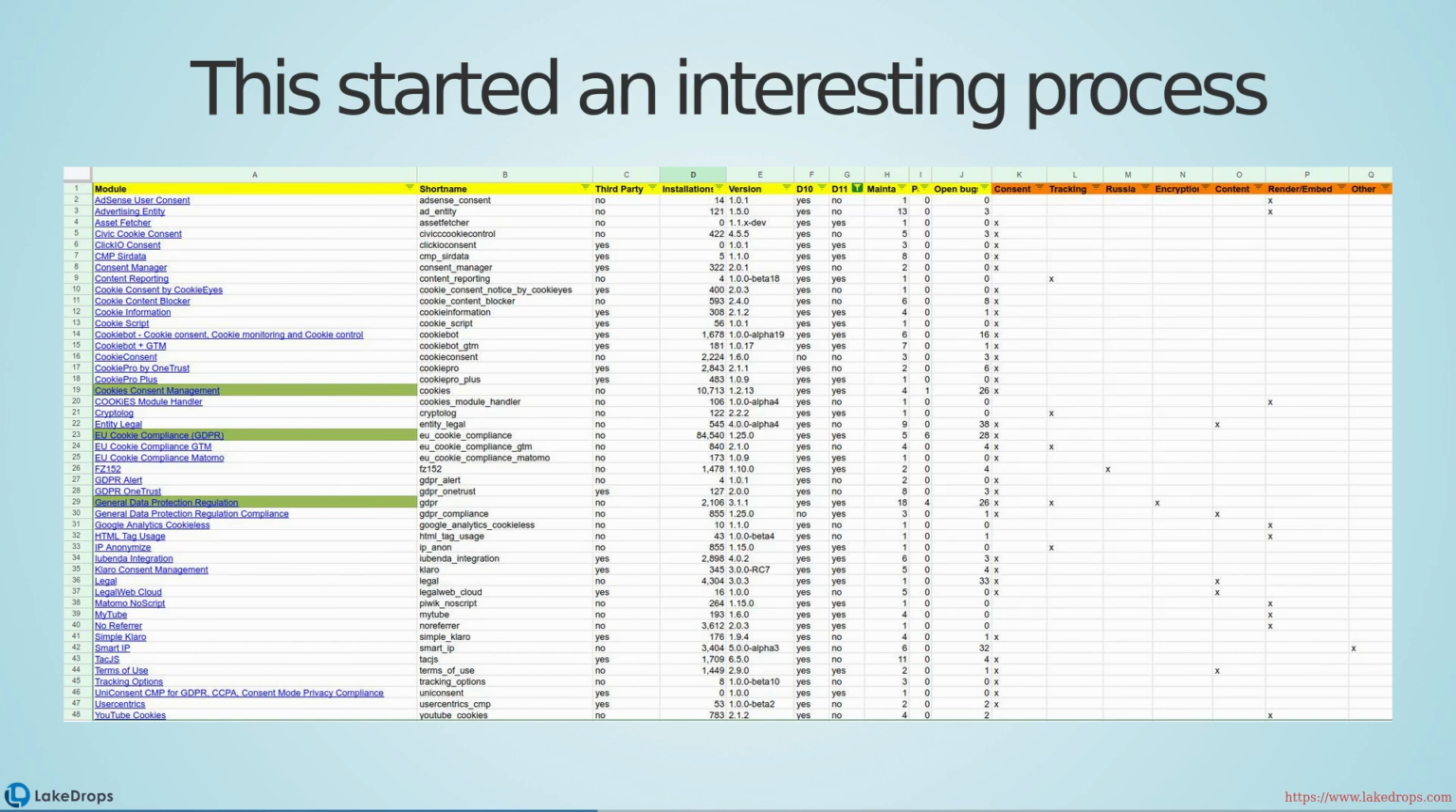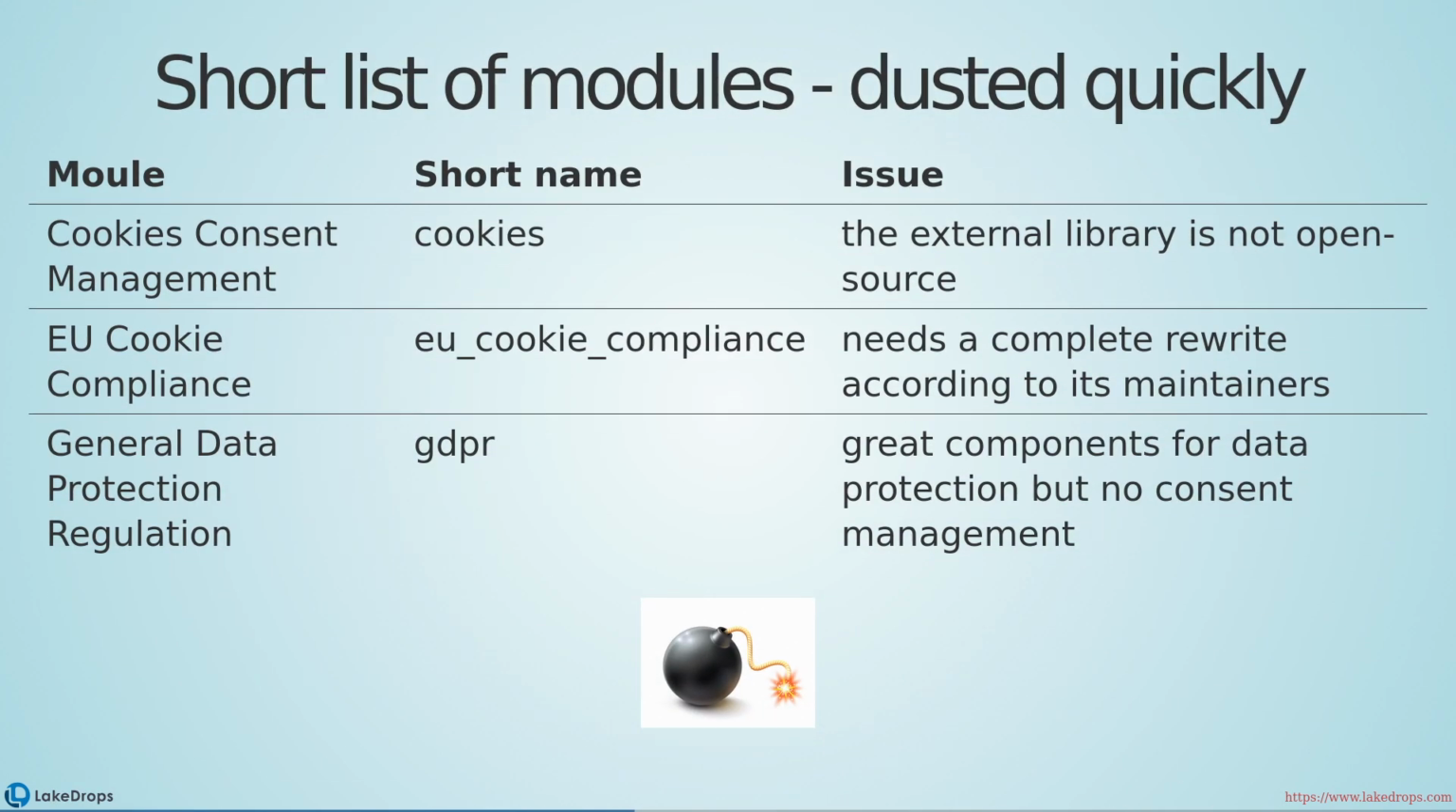So when applying all those criteria, we ended up with a short list of 3 potential candidates, and that short list fell apart far too quickly. It was so frustrating. Let's go through the 3 top modules.